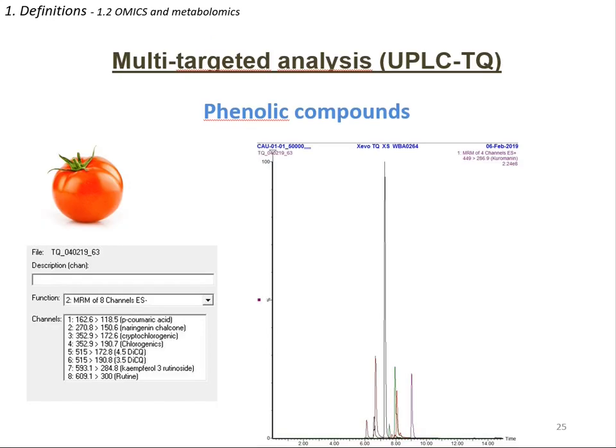So here are a few examples of multi-targeted analysis with a triple quad. It's named 3Q or TQ, triple quad. For example, a profiling of phenolic compounds. And so you have a chromatogram where every peak represents, obviously, hopefully, one molecule, sometimes several because you have coelutions. The abscissa is the time of separation. It's a chromatographic time, and the ordinate is the abundance of the signal.